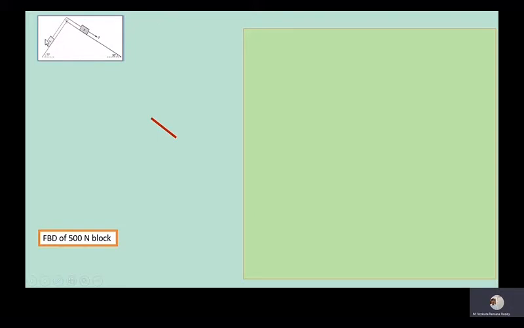This is the 500 newton block. This block is on this incline, and this block is connected through a cord to block B. So this cord tension acts away from the block and weight acts downward, and the block tries to move up because of this applied force. So frictional force acts down.